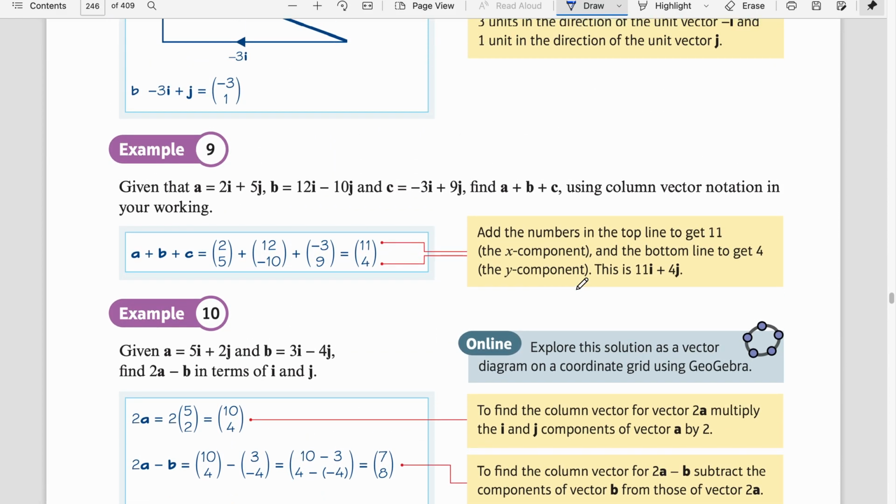So we can always convert the ijk form into column vector form. If it says that A is equal to 2i plus 5j, you can write A is equal to 2, 5 in column vector form.